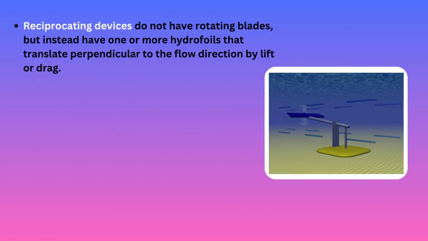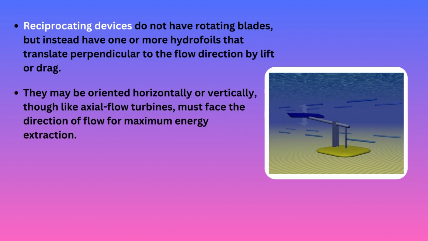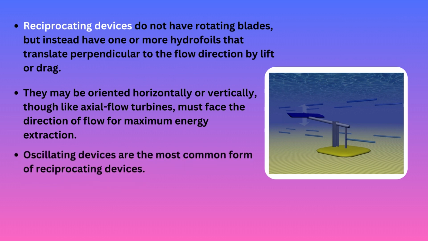Now the reciprocating devices. They do not have rotating blades, but instead have one or more hydrofoils that translate perpendicular to the flow direction by lift or drag. They may be oriented horizontally or vertically, though like axial flow turbines must face the direction of flow for maximum energy extraction. And the oscillating devices are the most common form of reciprocating devices.